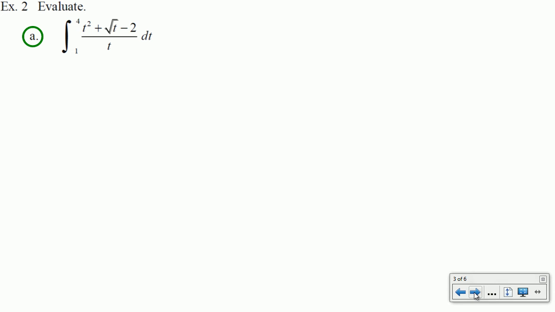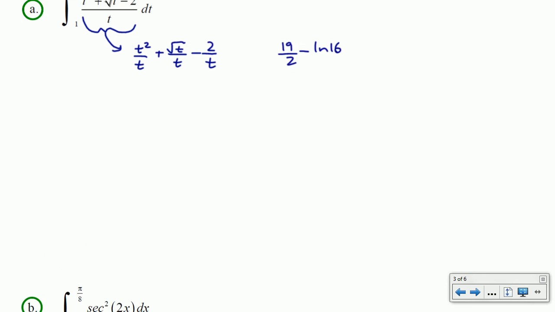Question number 2a, I'm going to leave for you to do as well. So my hint for you on this one, this function is equivalent to t squared over t plus root t over t minus 2 over t. And I'll leave it to you to confirm that the result is 19/2 minus ln of 16.